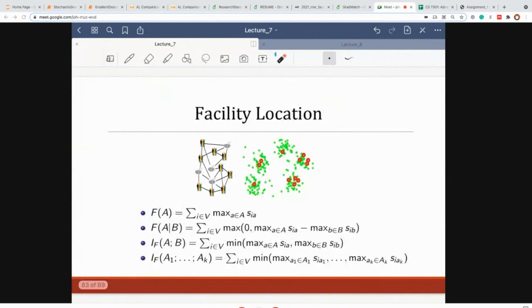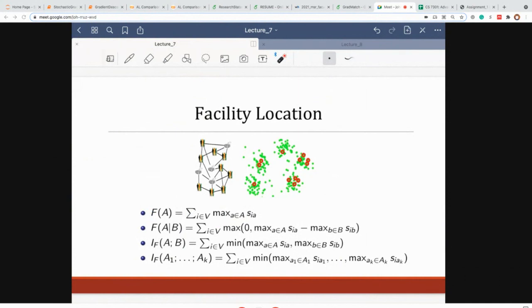All right, I'll quickly look at some other examples. Again, this is also interesting. You have the facility location function, which is the sum over i in V of the max over a in A of s_ia, this standard form. I mean, just looking at the representations, right? We saw this last time.